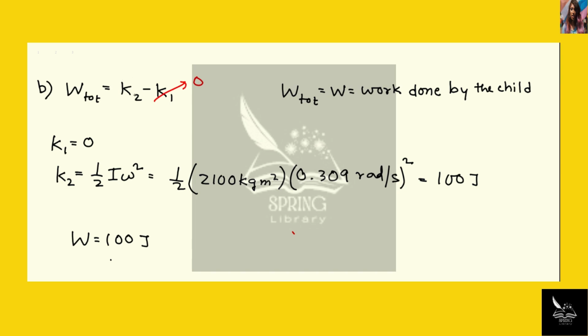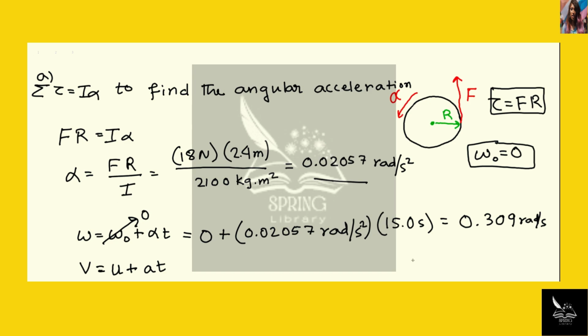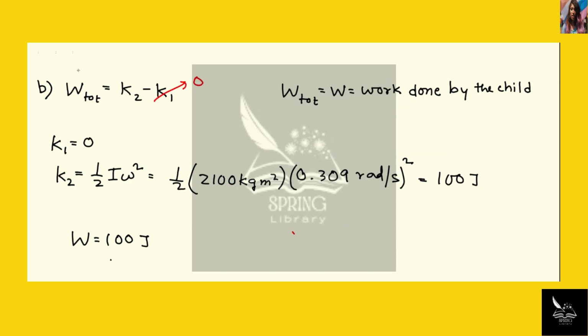For the final kinetic energy, we can say that K2 is equal to half of I omega squared, where I is the moment of inertia, omega is the final angular speed, which we calculated here. So using I and omega, we see that K2 is 100 joules, and as we can see here, W is equal to K2, so the work done will be 100 joules.